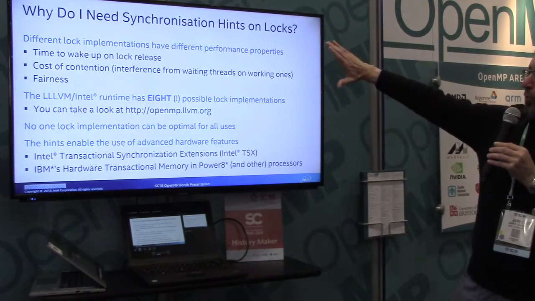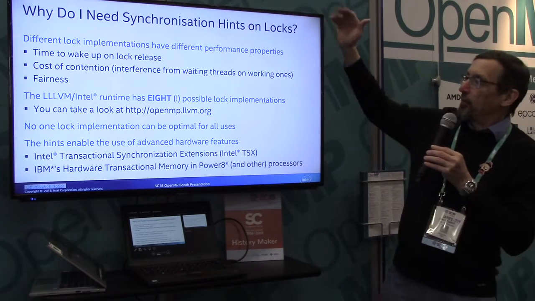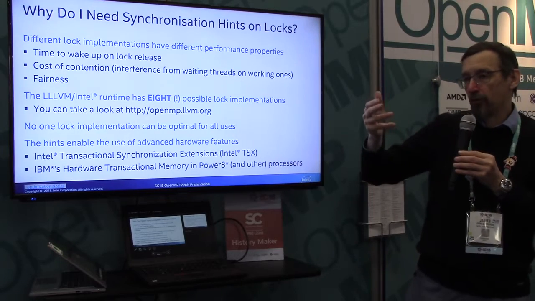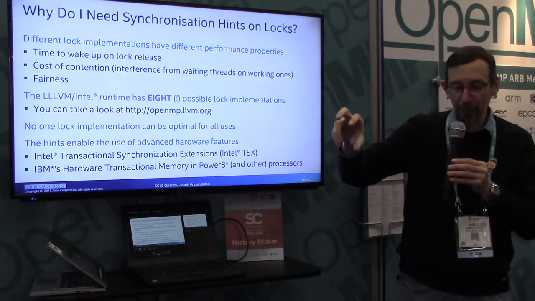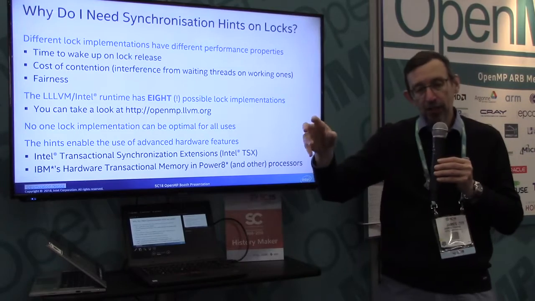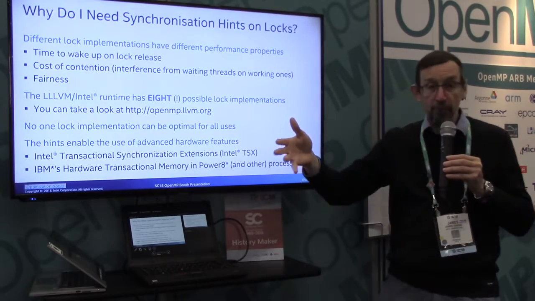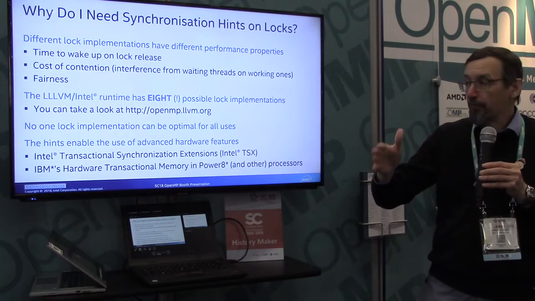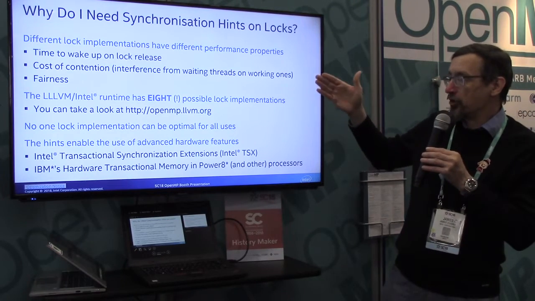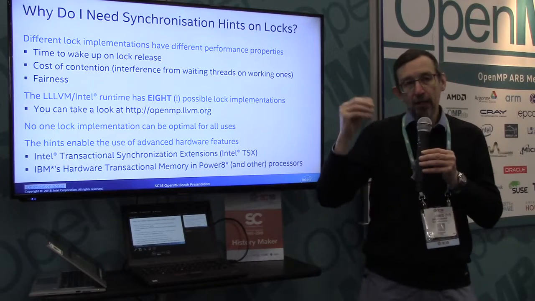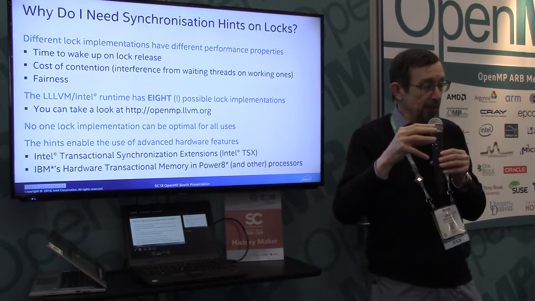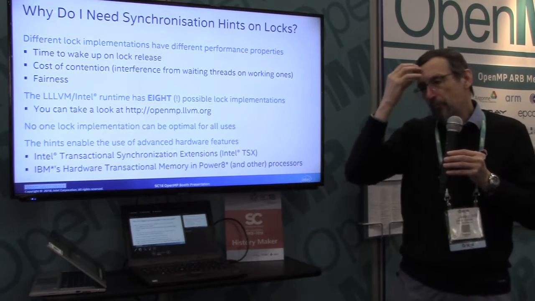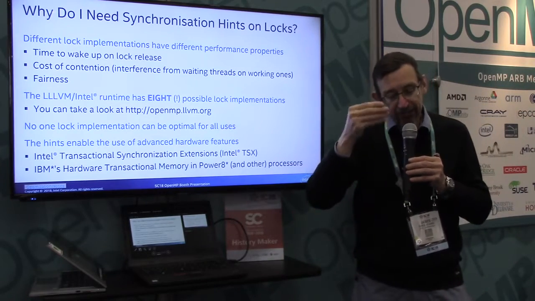So, why do I want to do this? Well, different lock implementations have very different performance properties. The time to wake up on lock release, to transfer the information about the fact that the lock is free to the next thread that is trying to claim the lock, can be very different between locks, spin locks, or queuing locks. Similarly, the cost of contention, interference from threads that are waiting on threads that are still executing, can be different. Fairness is different, and also the cost of entering the lock in the first place.